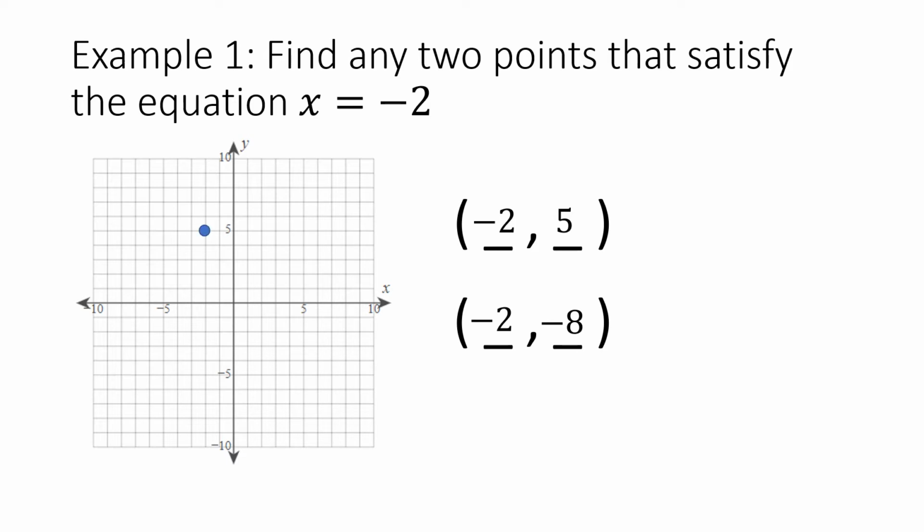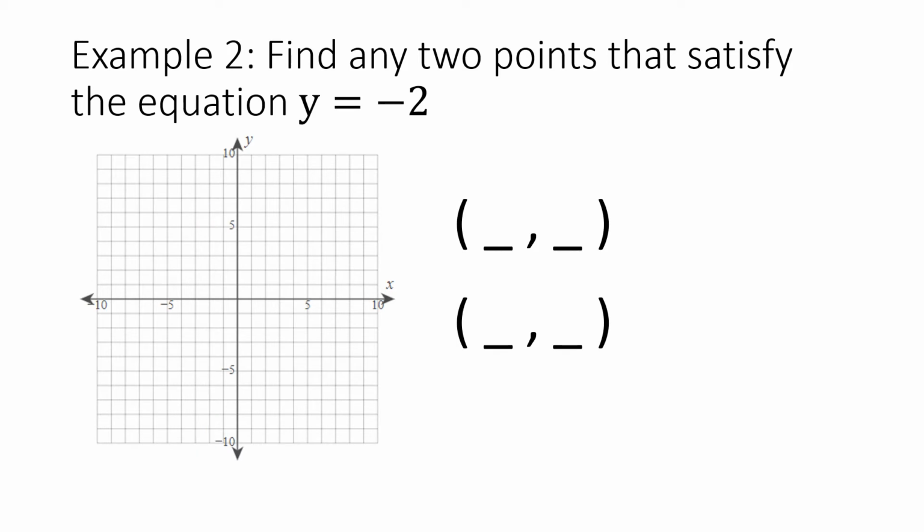And so -2 comma 5 is the first point that will satisfy the equation x equal to -2. And then -2 comma -8 will be my second point that satisfies the equation x equal to -2. That creates a vertical line at x equal to -2.